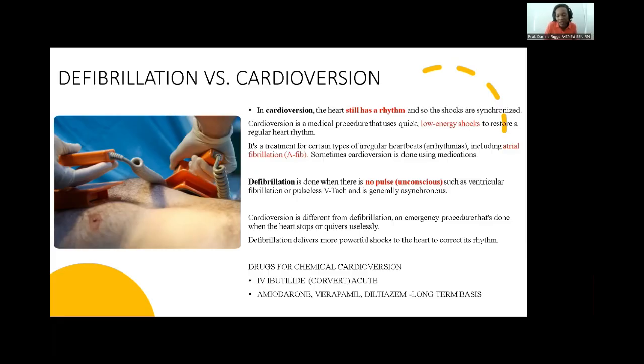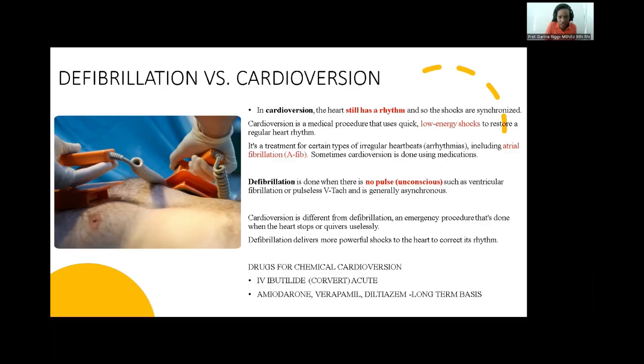So hopefully, if you're not compliant, you get fined. I'm sure most people, if not everybody, are compliant, especially large buildings, and people need to know where these things are as well. So, recap: cardioversion, the heart still has a rhythm. It's a low energy shock to restore back to a normal rhythm.